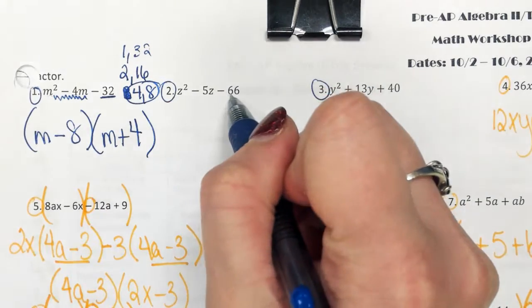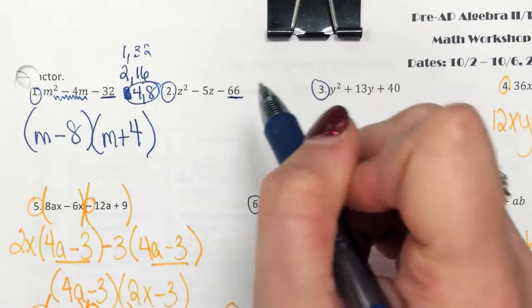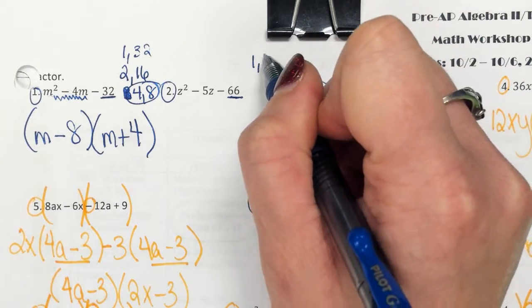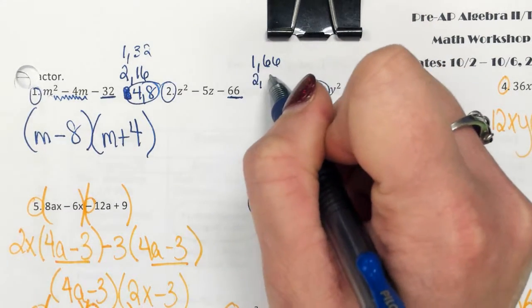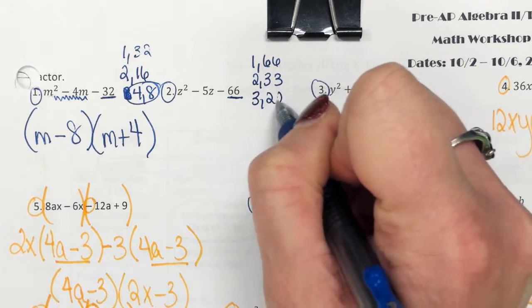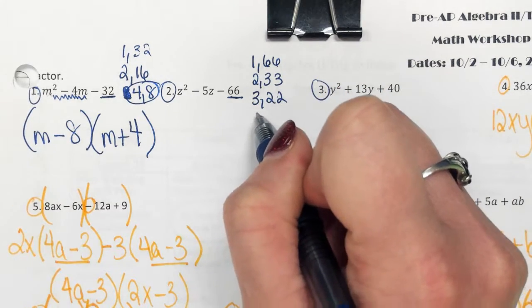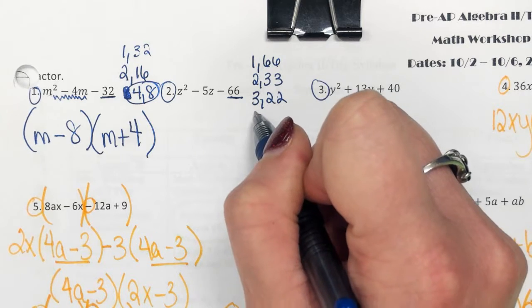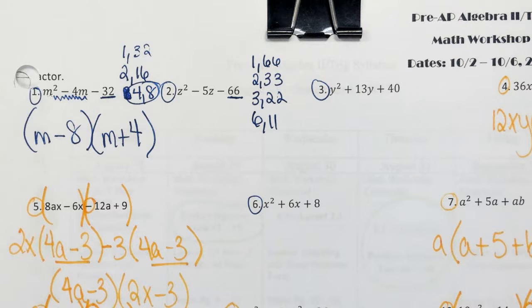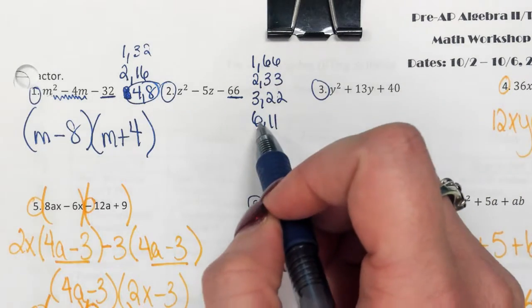We have 3 terms, and there's no GCF. So we're going to find factors of the 66, which are what? There's another one. 6 and 11. There you go. Once you get good at these, you don't have to write that down. I know most of you can probably do these in your head, but I'm just writing this down to kind of bring back your memory.